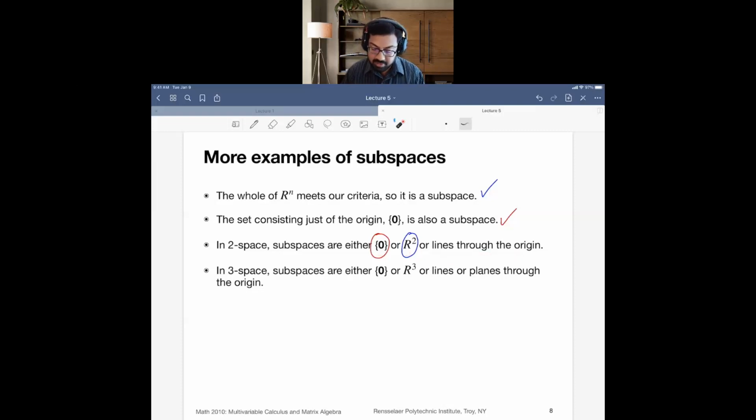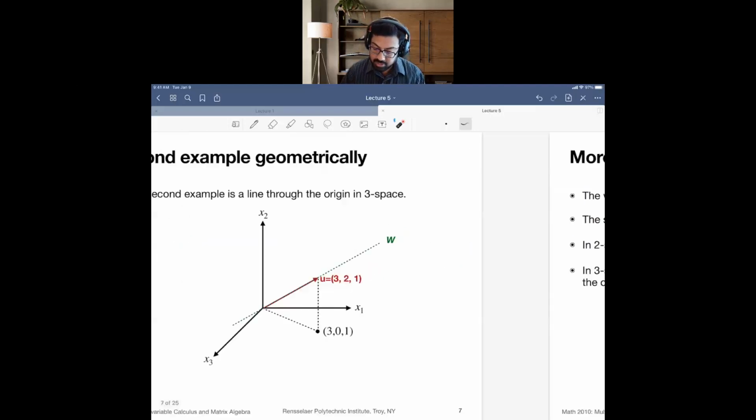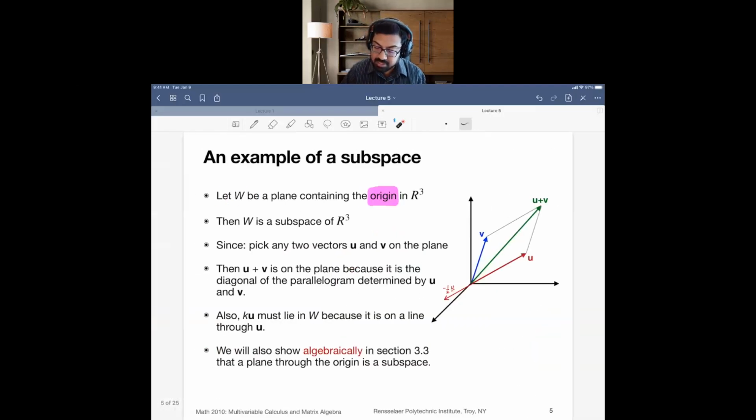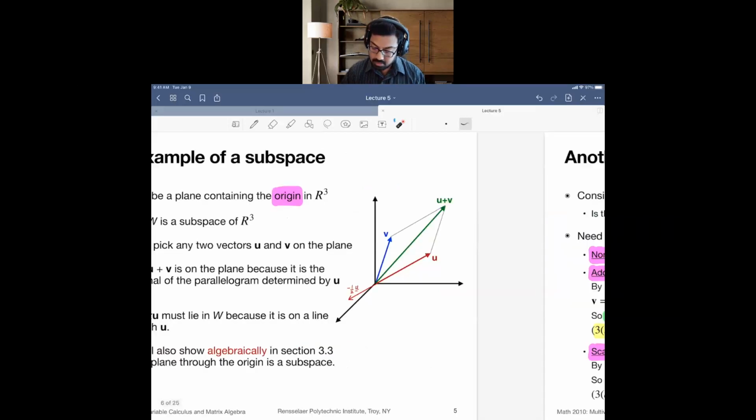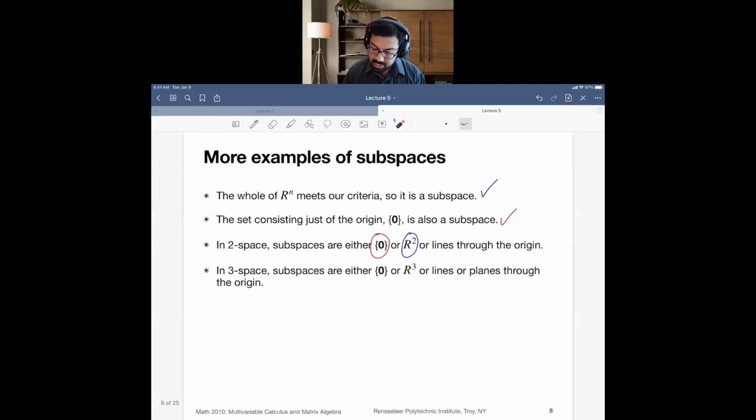So something similar we have done before for 3 space, right? So if I go back over here, we have done this for 3 space. In 3-dimensional space, we said W, a subspace, is going to be a plane containing the origin, right? So it has to contain the origin. It is the same, but for 2 space. So same for 2 space implies in 2 space it is going to be lines through the origin.